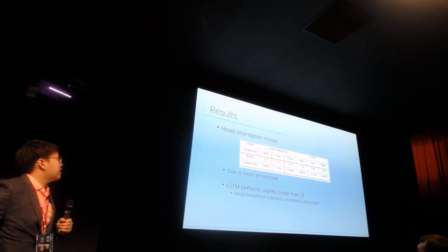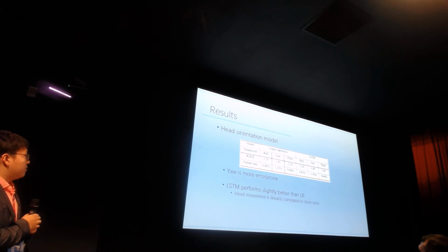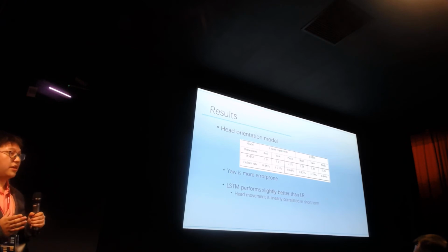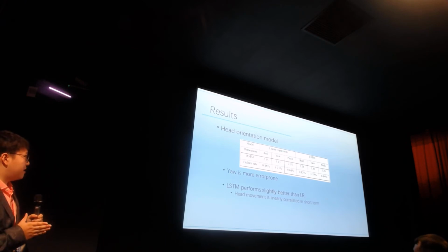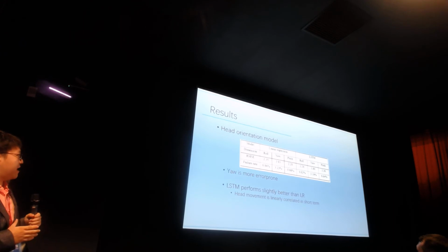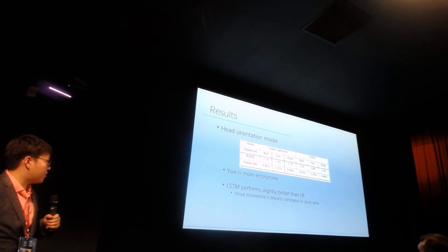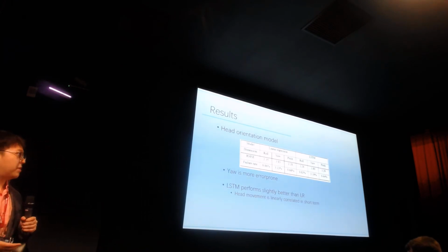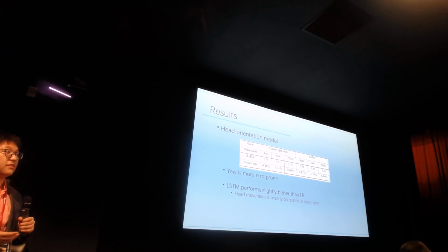And here are the results of our prediction. We defined 2 indicators to measure the error. First is the root mean square error of the angle. And then there's a failure rate, which represents the percentage of predictions with error more than 10 degrees. And we can see from here that yaw is more error prone because the users tend to move their head more often in the horizontal direction. And we can also see that the long short-term memory performs slightly better than the linear regression, but not much. And we believe that this is because the head movement is linearly correlated in the short term.